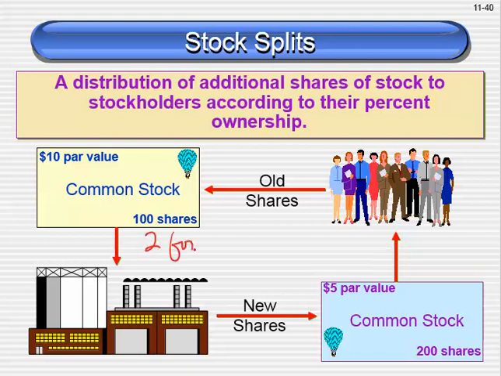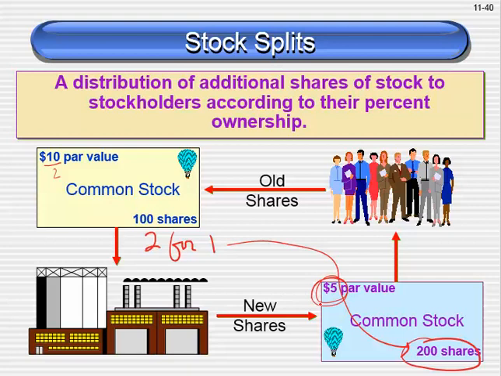So for every share of stock you had, you're going to get 2 in exchange. That means that I now have 200 shares outstanding. And what happens then is this par value gets divided by 2. So I have now $5 par value common stock.